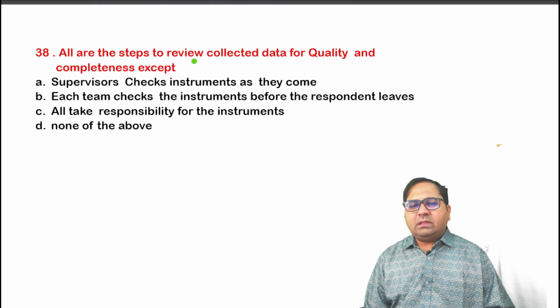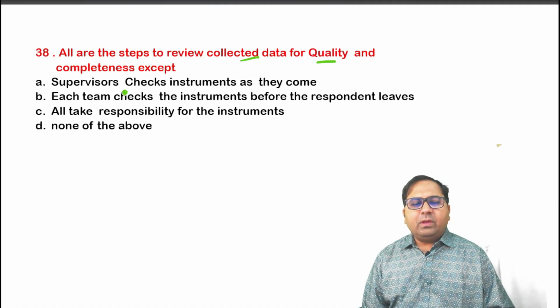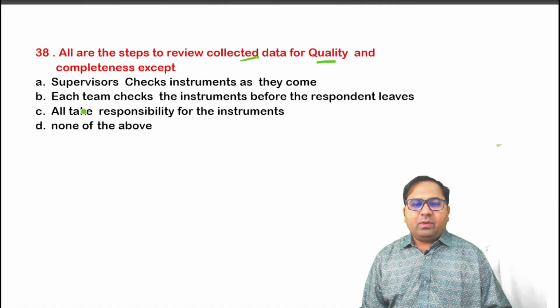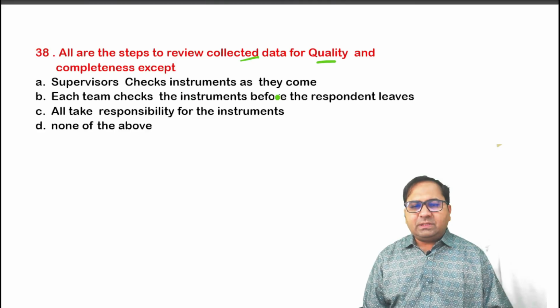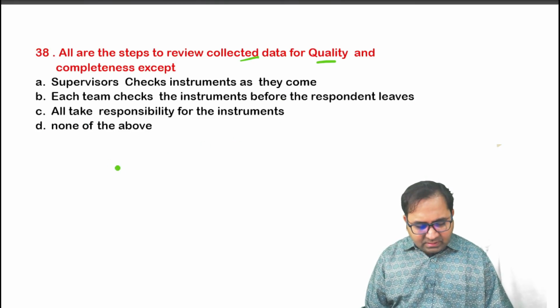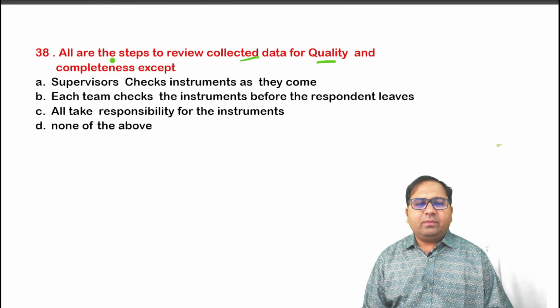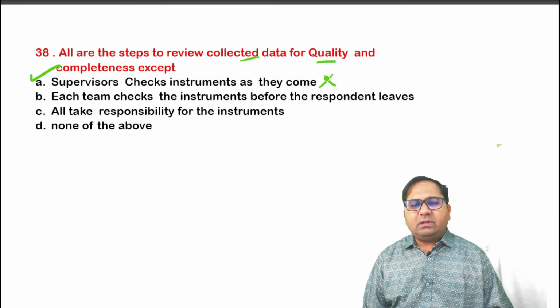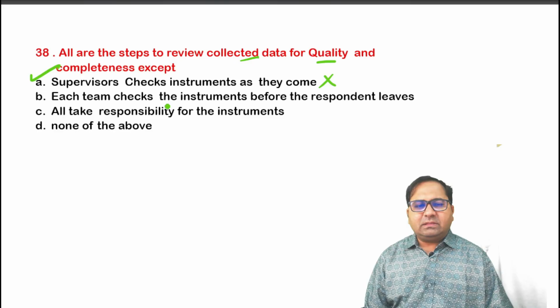Next, all are the steps to review the collected data for quality and completeness except what? Options are A, supervisors check the instruments as they come, or B, each team checks the instruments before the respondent leaves, or C, all take the responsibility for the instruments, or D, none of the above. So the answer for this question is what? It is A. Supervisors check the instruments as they come is not a correct statement whenever you are reviewing the collected data for quality and completeness.